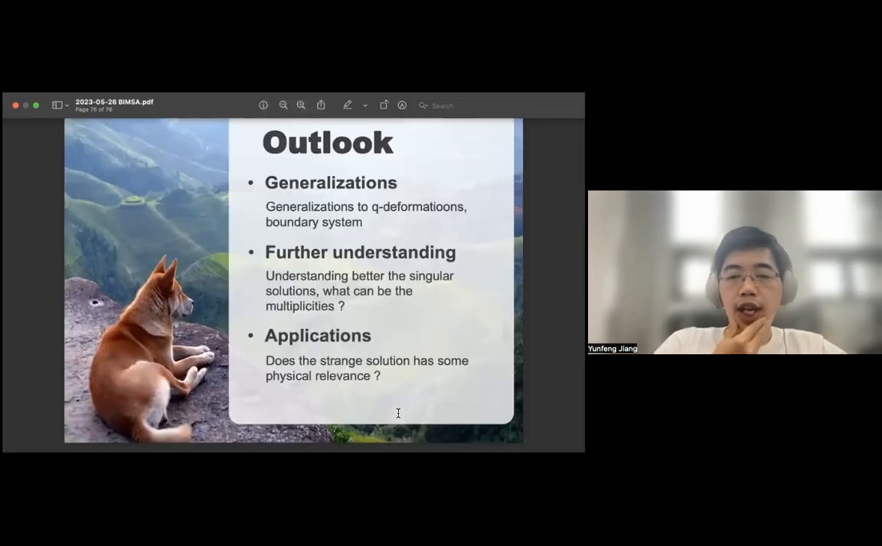So looking ahead, there are many directions we can pursue. First, there's the immediate generalization to q-deformations and open boundaries, to see if the situation is similar, and also to higher rank. All these are under investigation. And second, we really want to understand what the possible multiplicities can be, namely this M0 to M2S. This we would like to understand better.